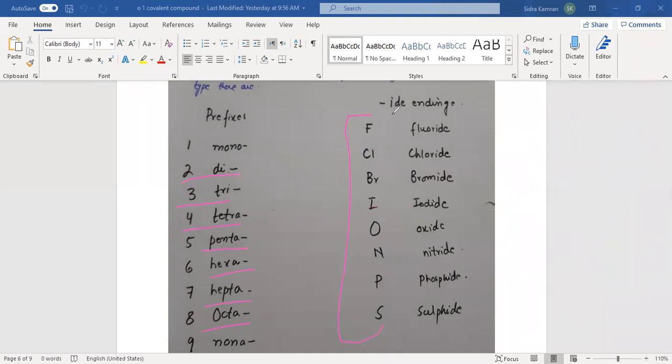Here some ide endings are written. For fluorine, it's fluoride. For chlorine, it's chloride. For bromine, it's bromide. For iodine, it's iodide. For oxygen, it's oxide. For nitrogen, it's nitride. For phosphorus, it's phosphide. For sulfur, it's sulfide. So you must learn these ide endings. If fluorine is written, how can you end it with ide? So it's fluoride. And these are some prefixes, so you have to learn them. For one, it's mono, di, tri, tetra, penta, hexa, hepta, octa, nona, deca.